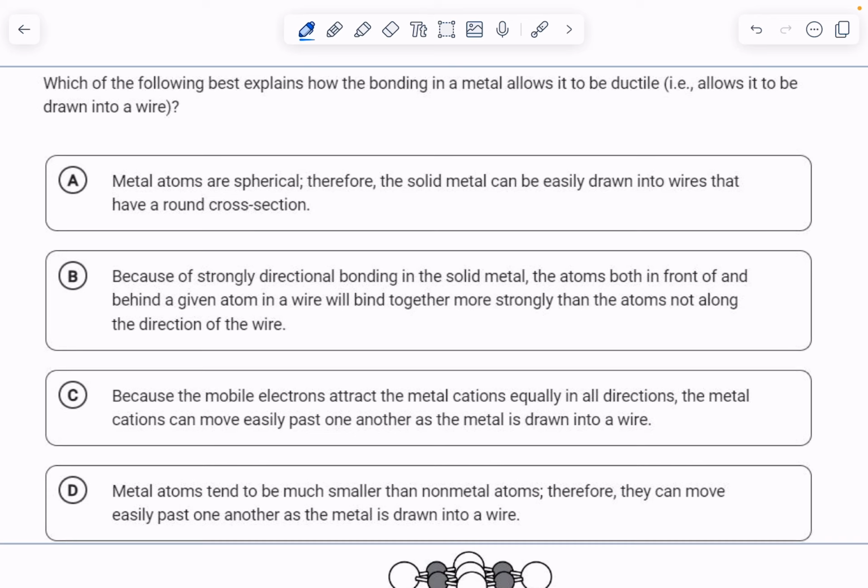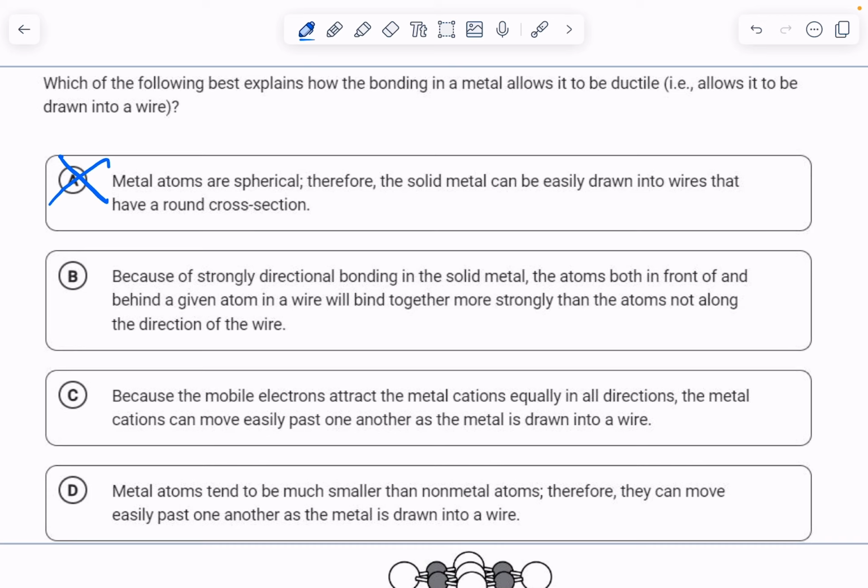So looking at these choices, A: metal atoms are spherical, therefore the solid can be easily drawn into wires that have a round cross section. Okay, not really true. Atoms aren't spherical. They have a spherical shape, right? But they take on lots of different shapes based on those orbitals that they have and the way that they bond. Not really a good answer right there.